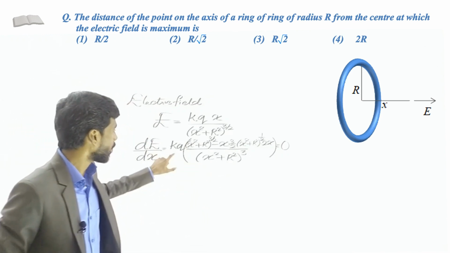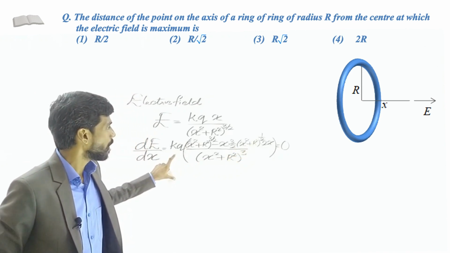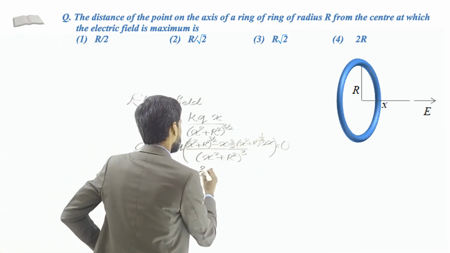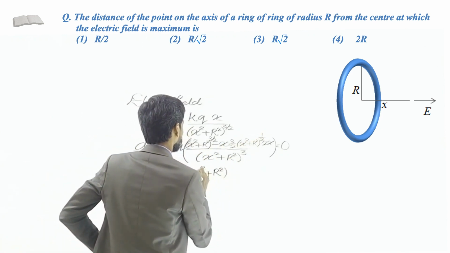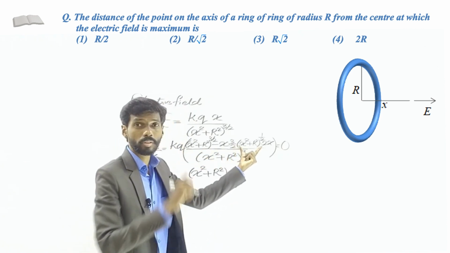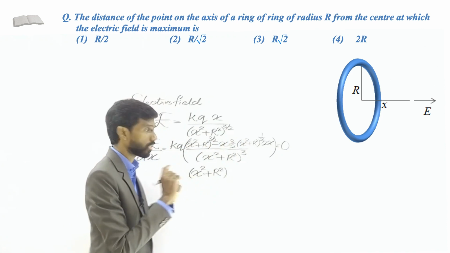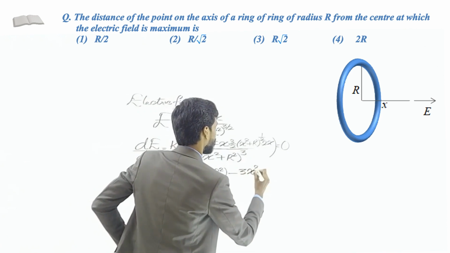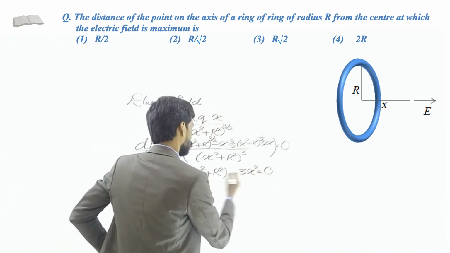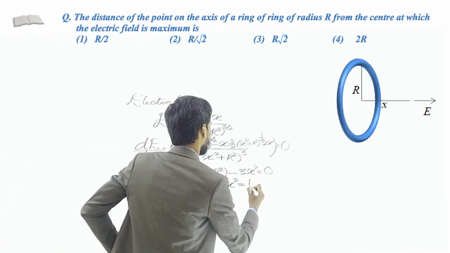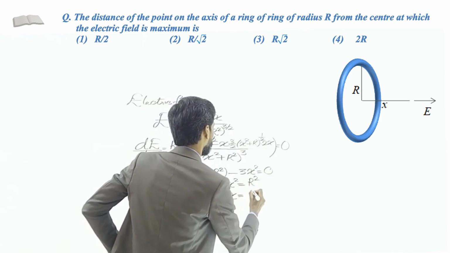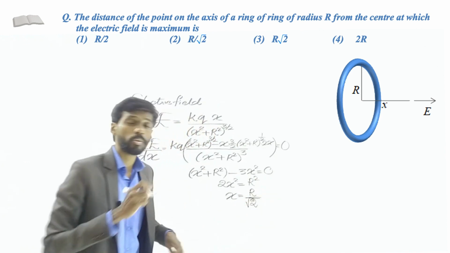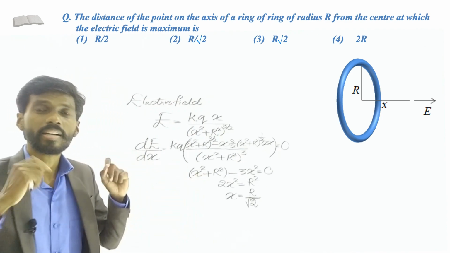Let's simplify this. You can divide by the common factor, (x squared plus r squared) to the power half. So if you divide, you will get x squared plus r squared, and the other term becomes 3 by 2 minus 1 by 2, so that is 1. The 2 cancels, so minus 3x squared. So x squared plus r squared minus 3x squared equals 0. So 2x squared equals r squared. That gives the value of x as r divided by root 2. R by root 2 is the distance at which the electric field is maximum.